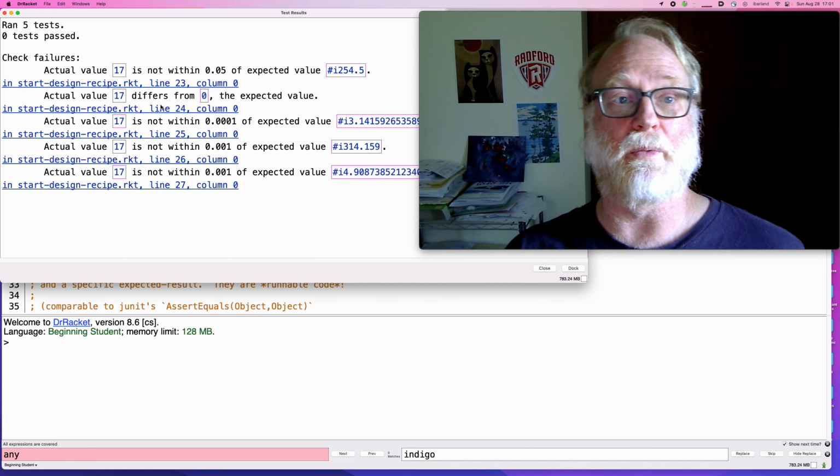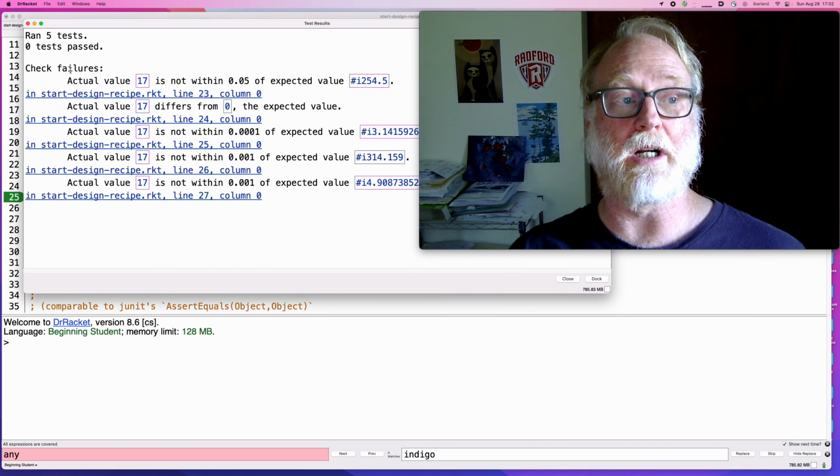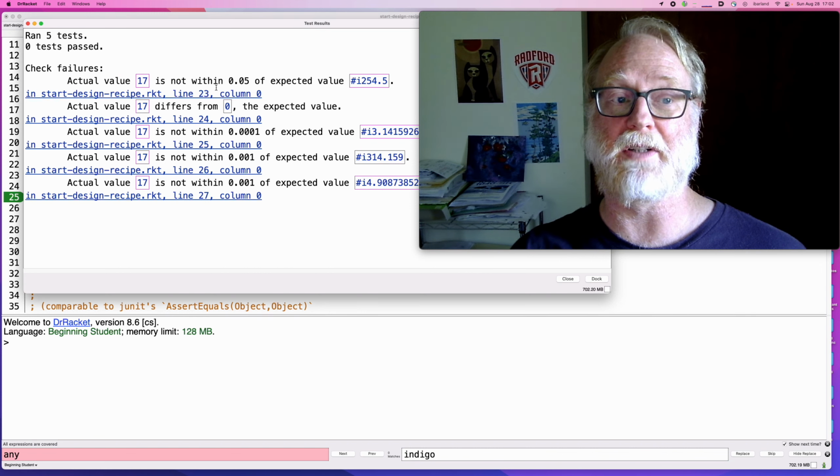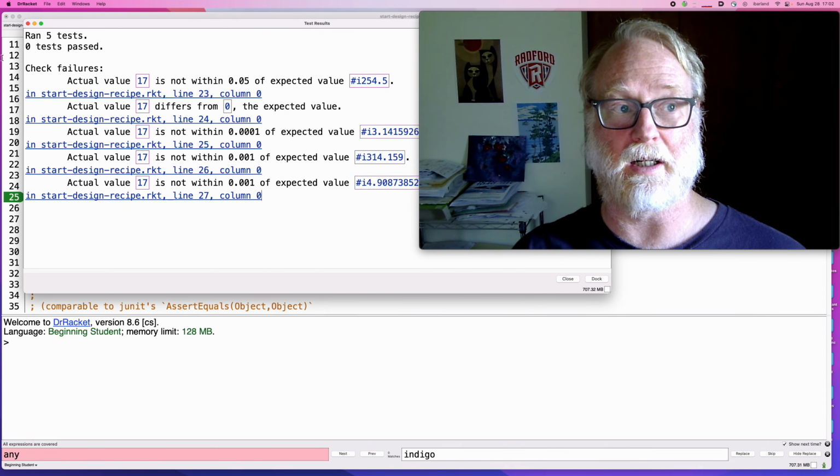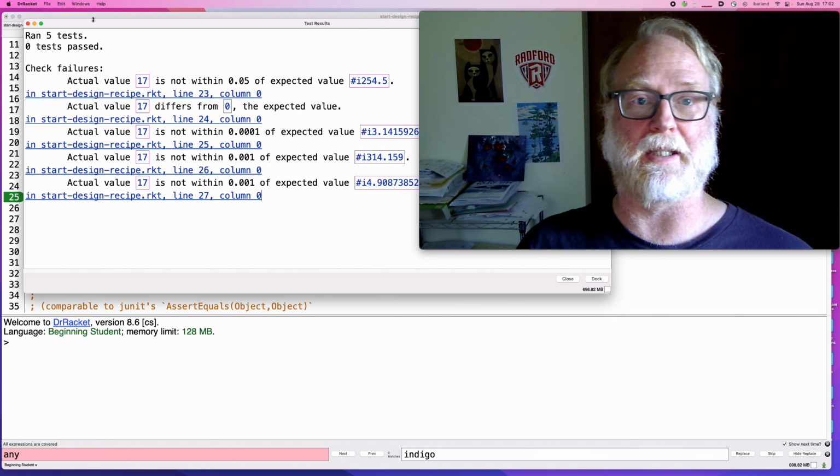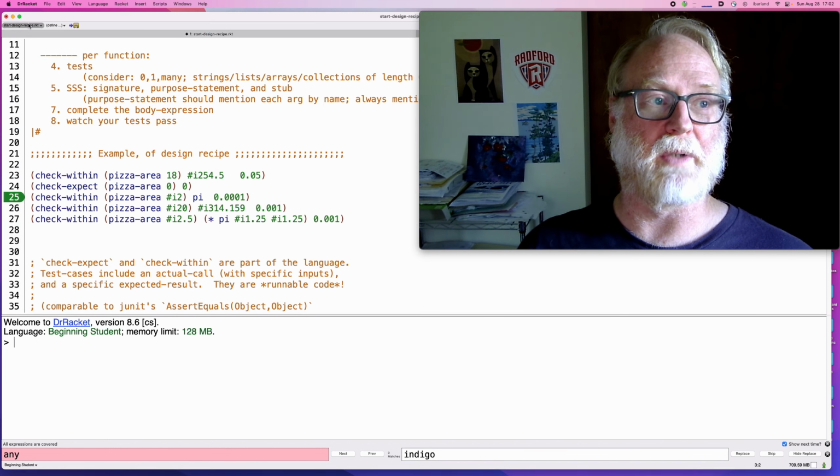And what do we get? We get a window of test results and sure enough, check failures. The actual value 17 is not within 0.05 of the expected value, etc. Okay, good. We expected that. We thought that would happen. We knew that we hadn't finished yet.